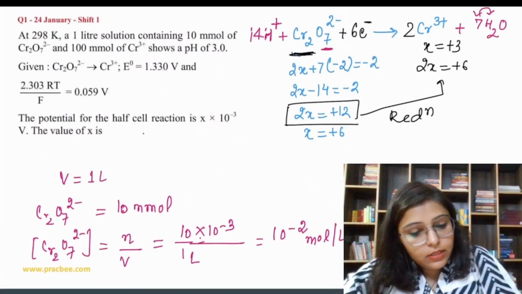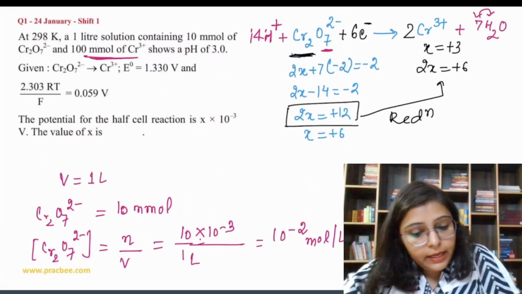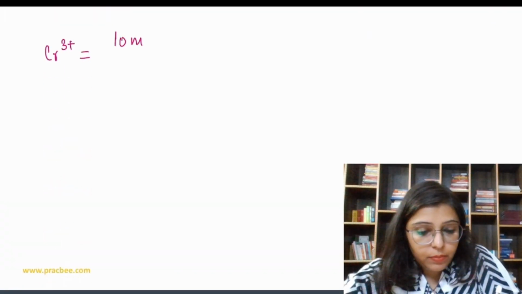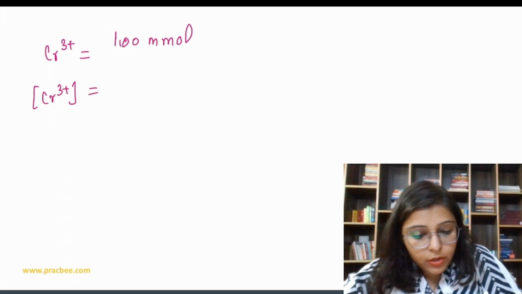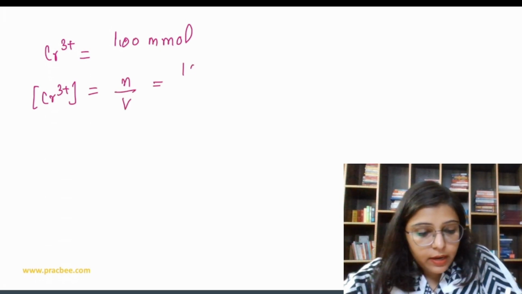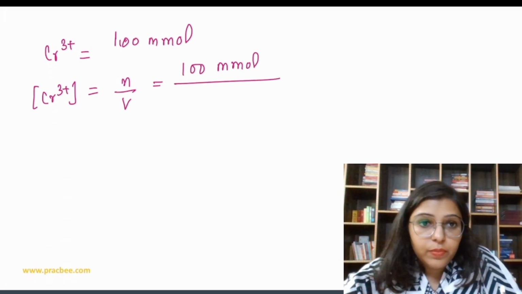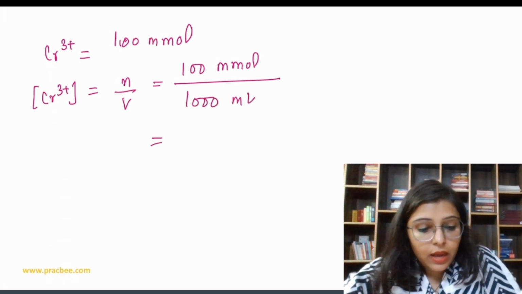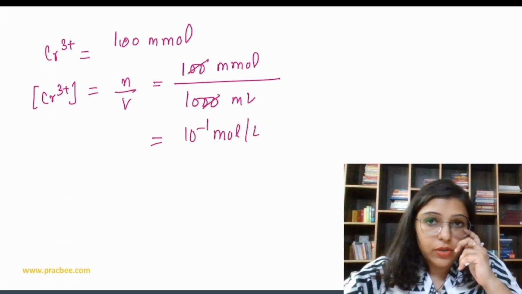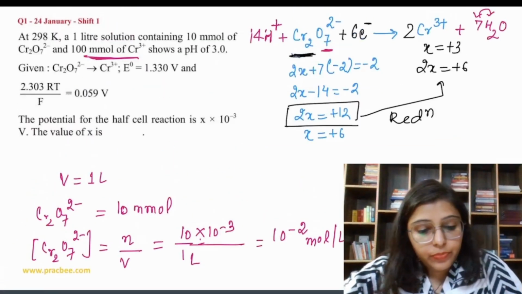Okay, now Cr3+ moles are 100 millimole. So let's find out the concentration of Cr3+. Number of moles divided by volume. If I am taking millimole here, I have to take volume in milliliter. The volume is 1 liter, so in milliliter it is 1000 ml. So we get 10 to the power minus 1 mole per liter. Is it clear or not? Okay. Now the next step.